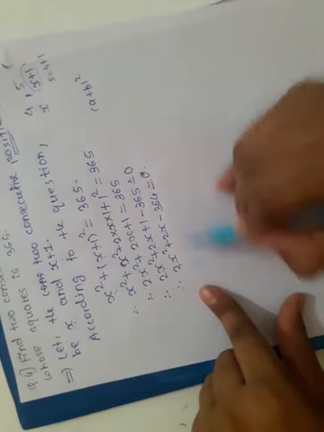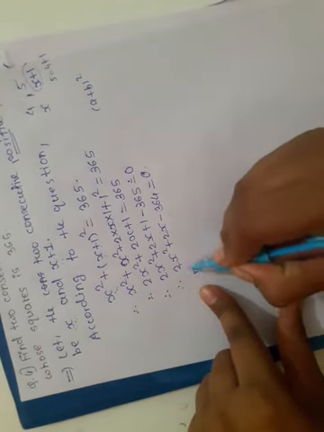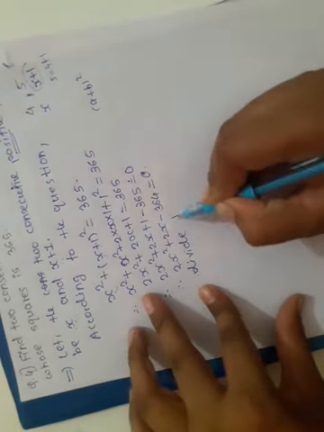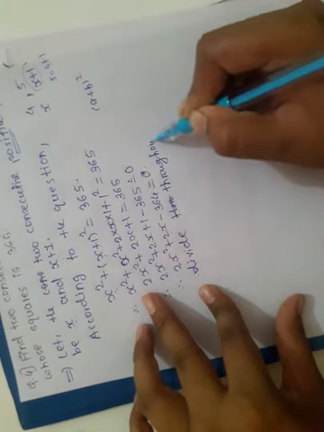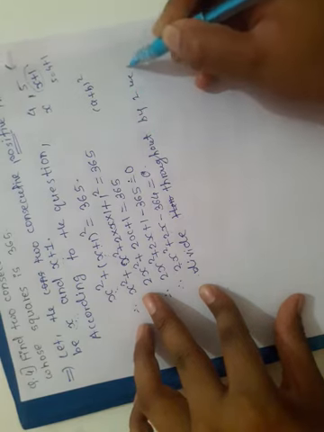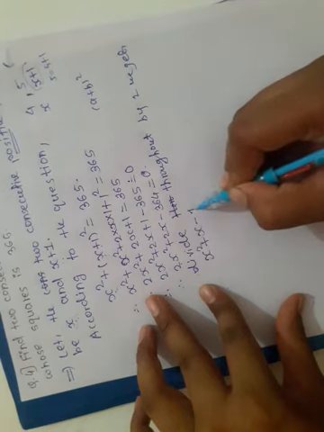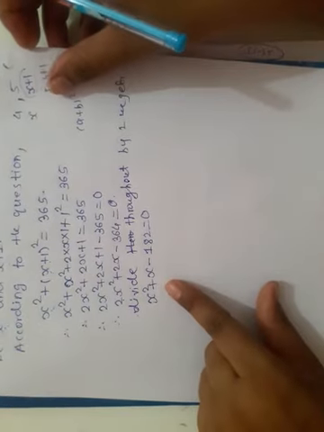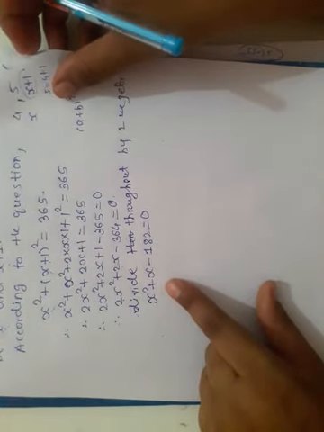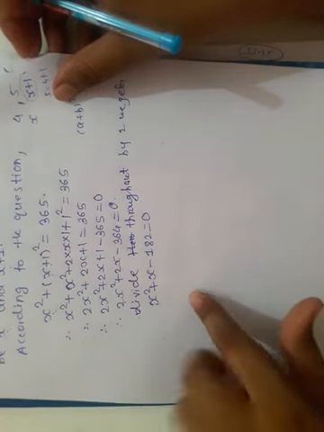So if we divide throughout by 2, then again the equation becomes simplified. Divide throughout by 2. After dividing throughout by 2 we get x square plus x minus 182 is equal to 0. This equation we have already simplified in question number 3, so try to solve this question. Or we can solve this.